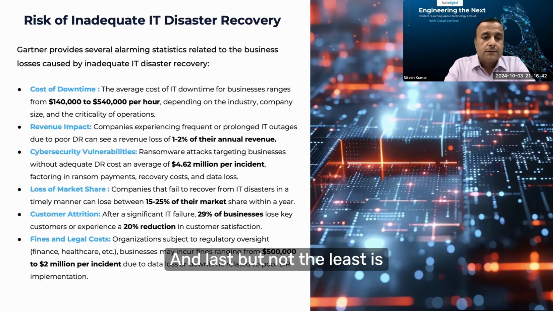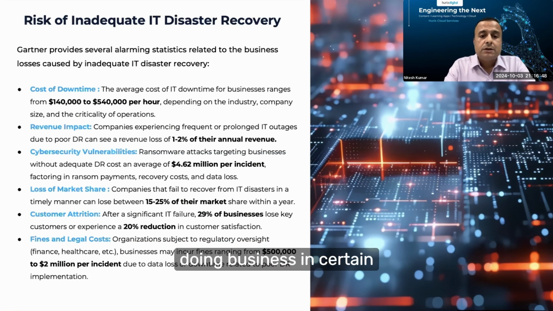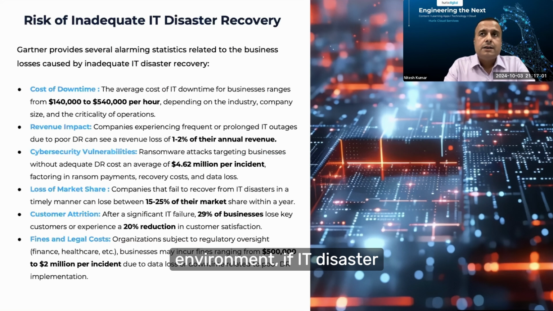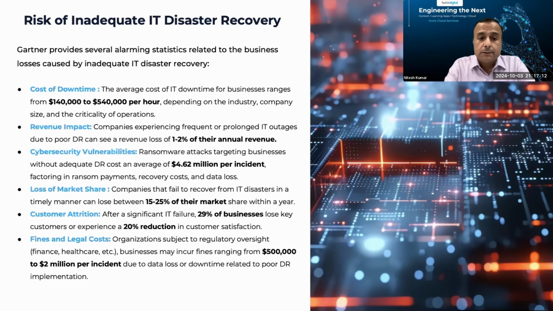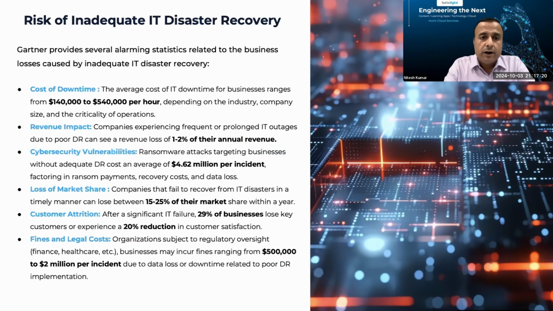And last but not the least is fines and legal costs. If you are an organization doing business in a regulated business environment, like finance and healthcare, then you are supposed to comply with many regulatory requirements. In such an environment, if an IT disaster happens and you do not recover from it in a timely manner, then you will be losing somewhere between 500,000 to 2 million per incident. And this will happen because of data loss or downtime related to your poor disaster recovery site implementation.